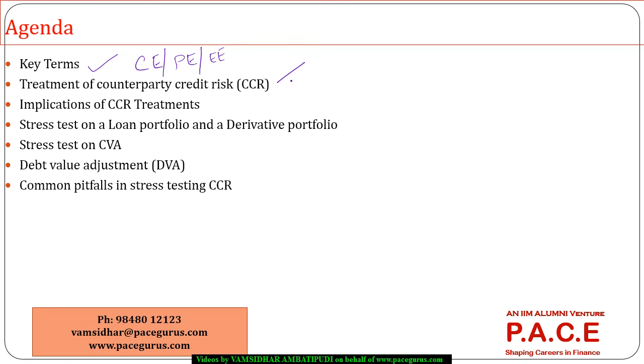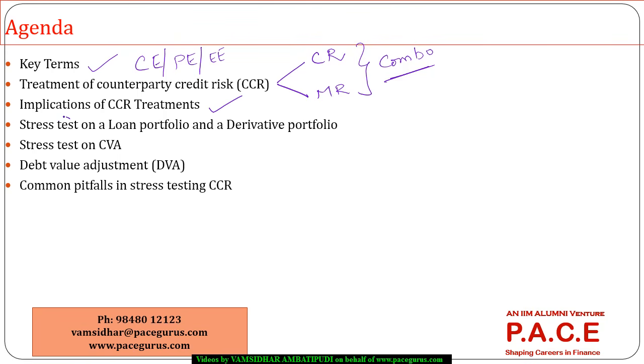How is it typically treated? Sometimes we treat it as a credit risk, whereas in some cases we treat it as a market risk, whereas in some cases it can be treated as a combo. So how is it typically treated? And depending on whether it's treated as a credit risk or a market risk, what are the typical implications we have? So that's one aspect that we are talking of.